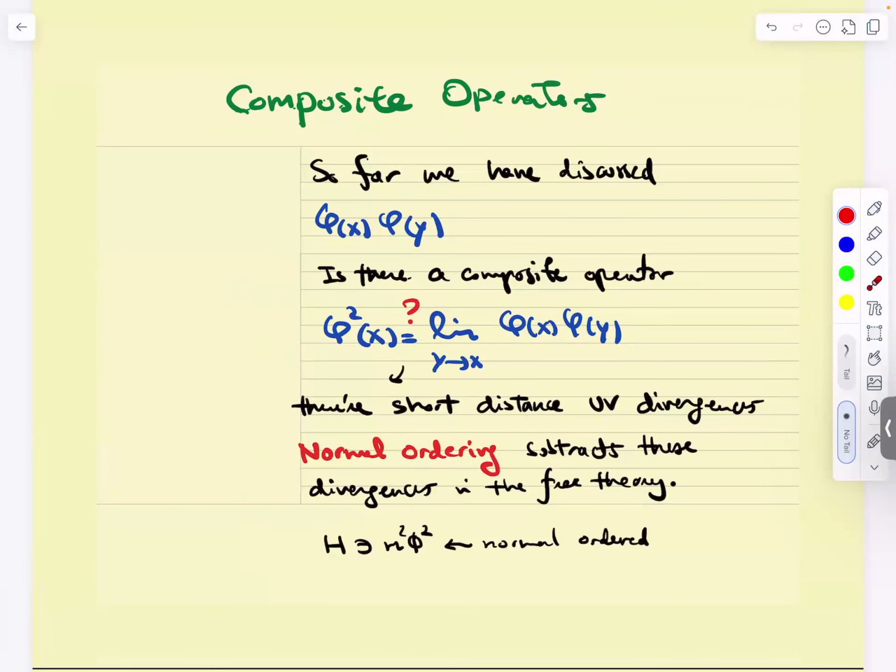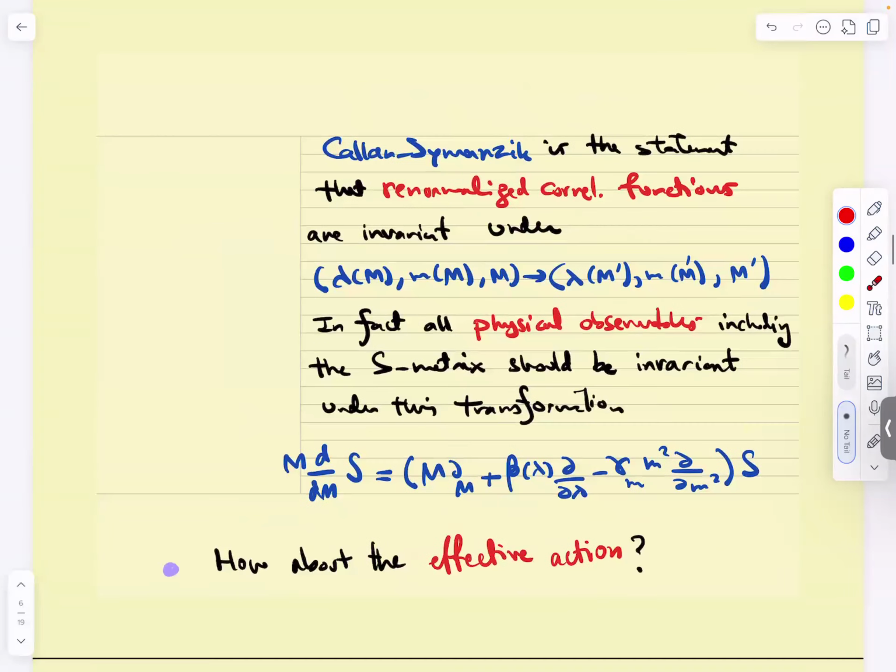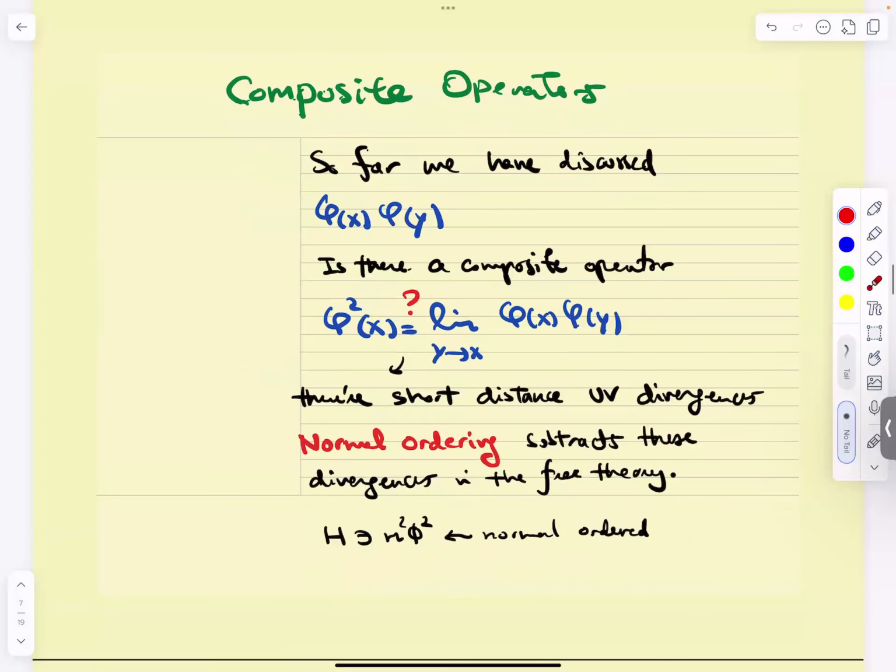So let's start with composite operators. Let me pause for questions. Questions? So this I'm done with the review of the previous lecture. So composite operators. So far we've discussed phi x, phi y. But the question is, by the way, the terminology appropriate for this is operator valued distribution. Good. The reason is that, yeah, so how do you go from this to physical observables?